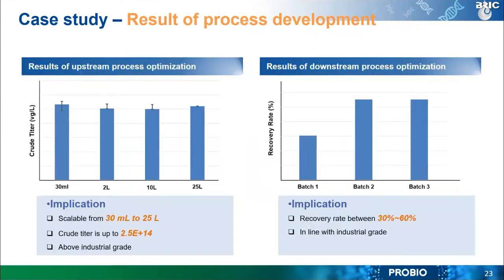Okay, to sum up, after all the parameters have been optimized, we got quite good results to produce AAV5. For the upstream process development, it could be scalable from 30 milliliter to 25 liter. The crude titer is up to 2.5 times 10 to the power of 14 Vg per liter, which is above industry grade. And for the downstream process, the recovery rate is between 30% to 60%, in line with industrial grade.